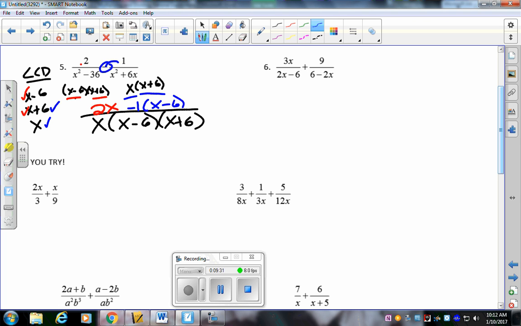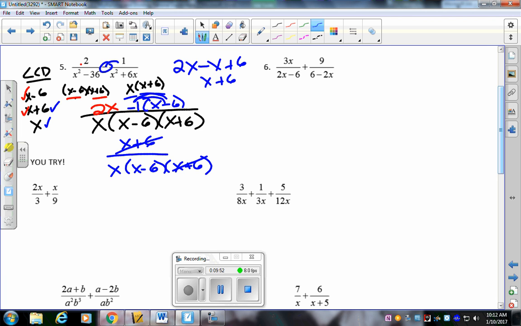So I can go ahead and simplify that numerator. Do not cancel. That will always be the last step. And I'm going to distribute the negative 1. So I have 2x minus x plus 6. So that gives me a positive x plus 6. Now, very final step. Can I cancel anything? Yes, the x plus 6. So you're left with 1 over x times x minus 6, and that is my answer in simplest form.